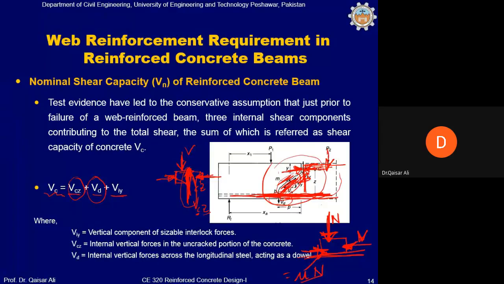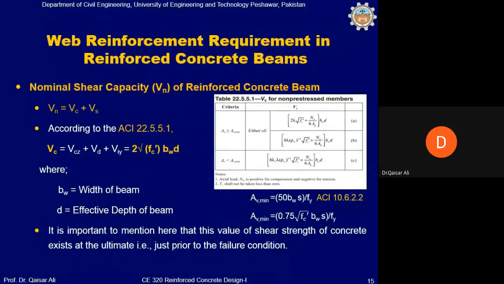So finally, this Vc, Vd, and Vi will produce a shear resistance which has been experimentally calculated and is equal to 2 times square root of fc' bw d. Okay, 2 times square root of fc' bw d.